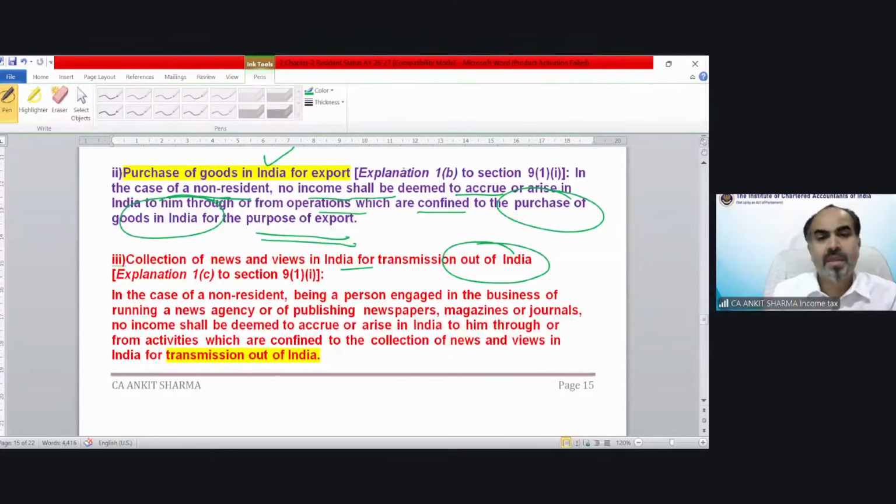In the same way, in case of a non-resident, being a person engaged in the business of running a news agency or publishing newspaper, magazine, journal, no income shall be deemed to arise to him through or from activities which are confined to collection of news and views in India for transmission out of India. If they transmit into India, then income could be deemed to arise in India. If they collect advertisement charges, etc., that is going to be taxed. So if somebody is just collecting news, and transmission is not in India, no income would be treated as deemed to arise in India.